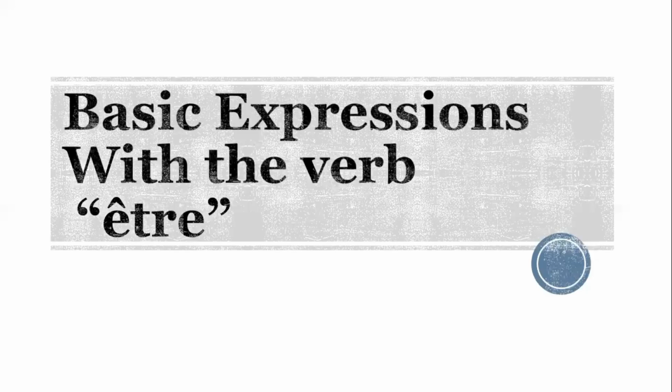Okay, basic expression with the verb être. Être means to be. And when we have it as to be, generally être is an auxiliary verb, and it's an irregular verb. That means it doesn't have a particular pattern of conjugation, so we just have to master the conjugation as it is.